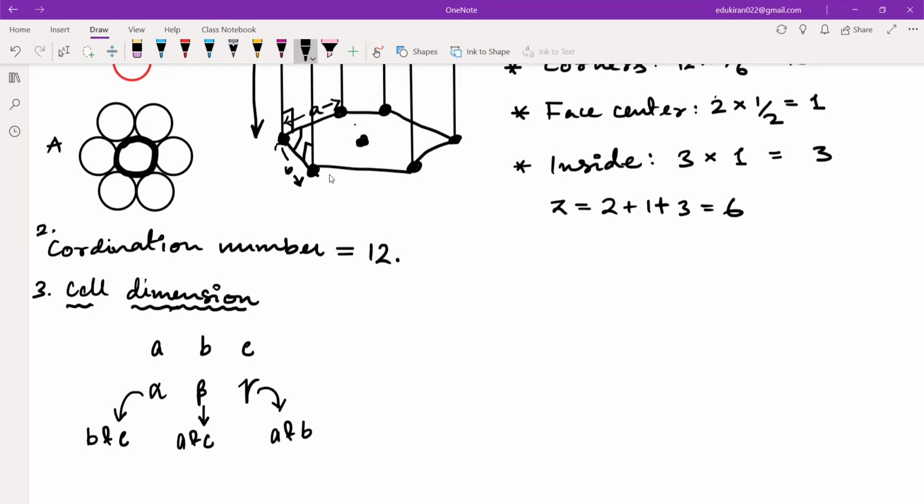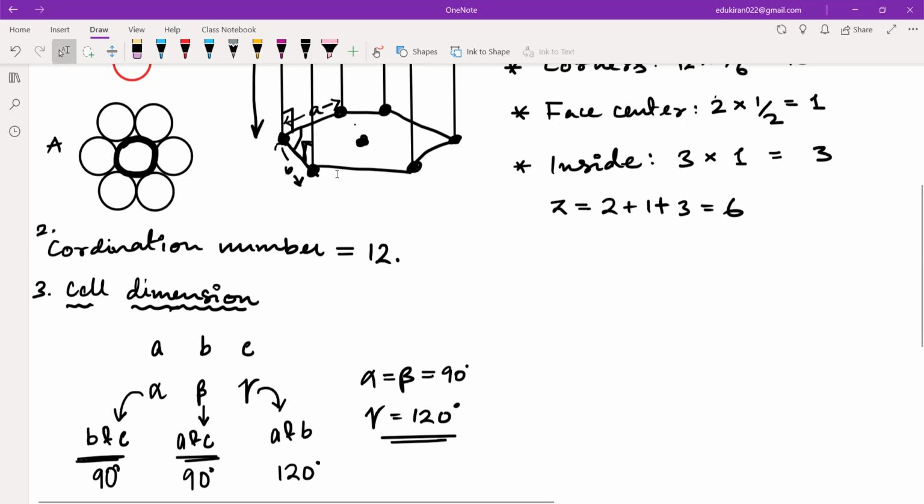So alpha, beta, gamma. Now we can see the angle between B and C, and the angle between A and C. B is in the floor and C is the cell edge here as the height, so it is going to be 90 degrees. So alpha is equal to 90 degrees. Beta, between A and C, is also 90 degrees, but the angle between A and B is equal to 120 degrees. So alpha is equal to beta, which is equal to 90 degrees, and gamma is equal to 120 degrees. Is that clear? Yes, sir. Okay, fine. So we have got the cell dimensions also.